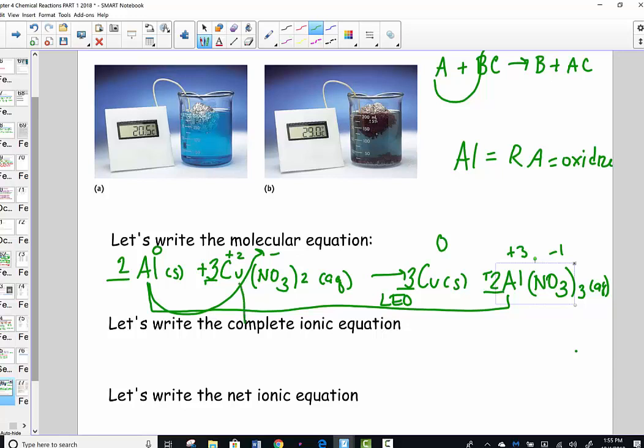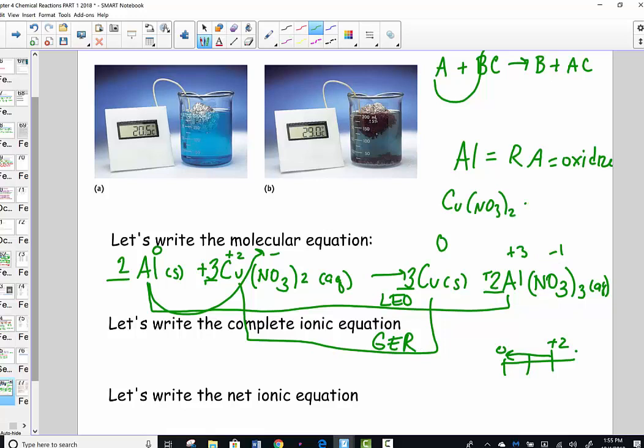Copper went from a +2 to a 0. +2 down the number line to 0. It's actually becoming more negative. Think on the number line, if you're up here at a +2 and you move down to 0, that's negative on the number line, moving left. Therefore, it was reduced. The copper ion was reduced to elemental copper. So we would say that the copper nitrate was the oxidizing agent.